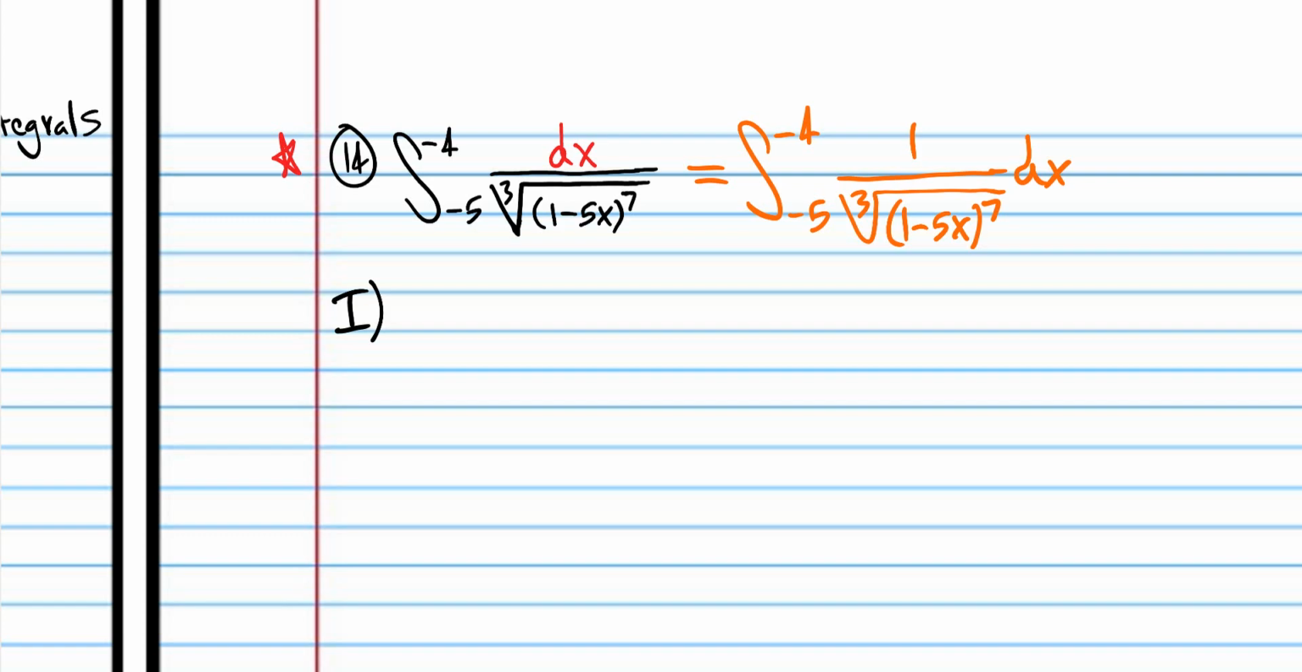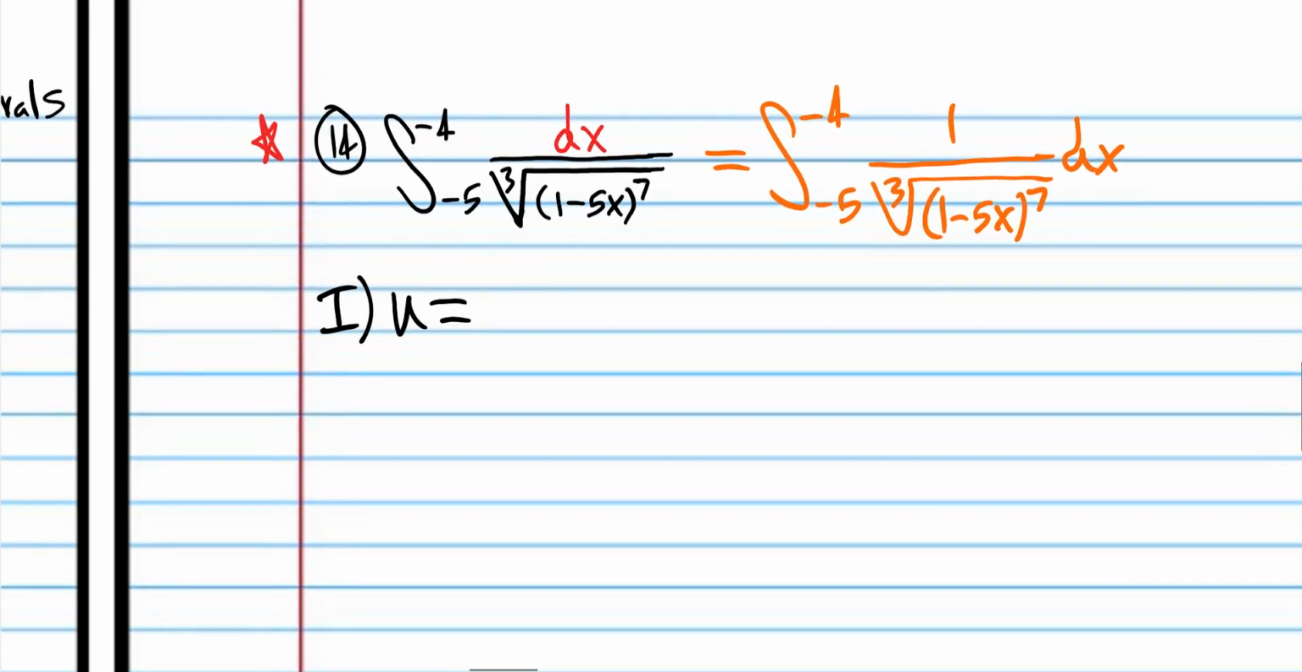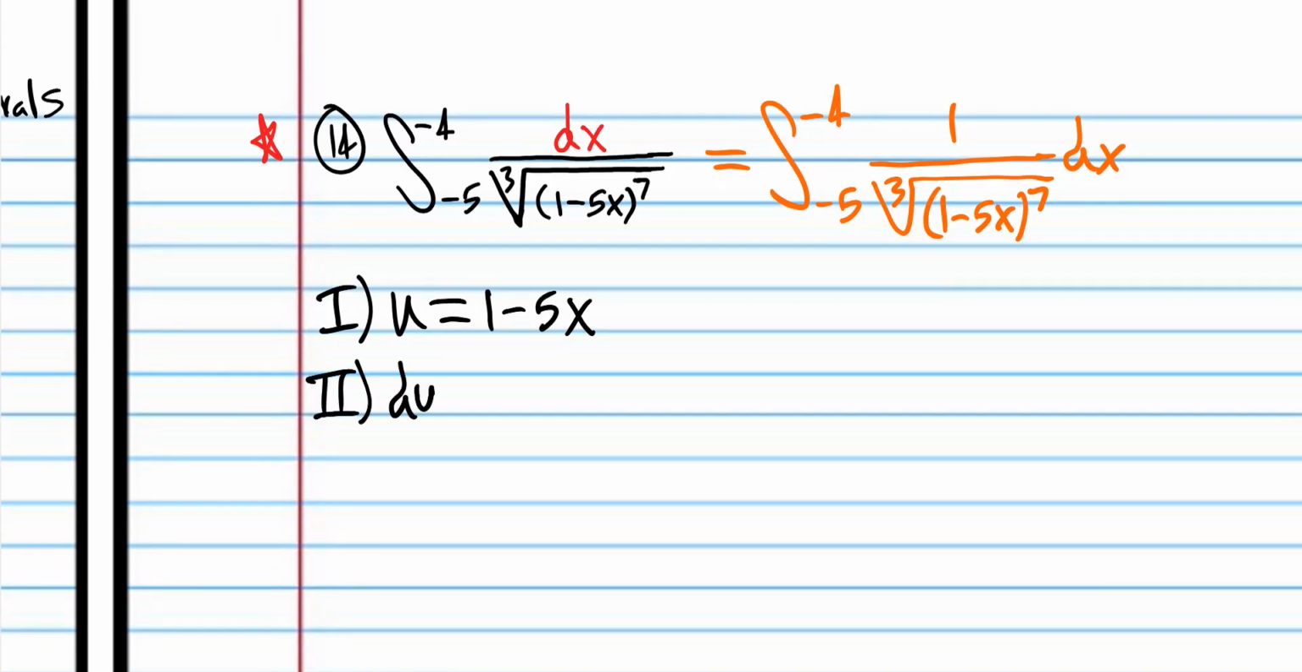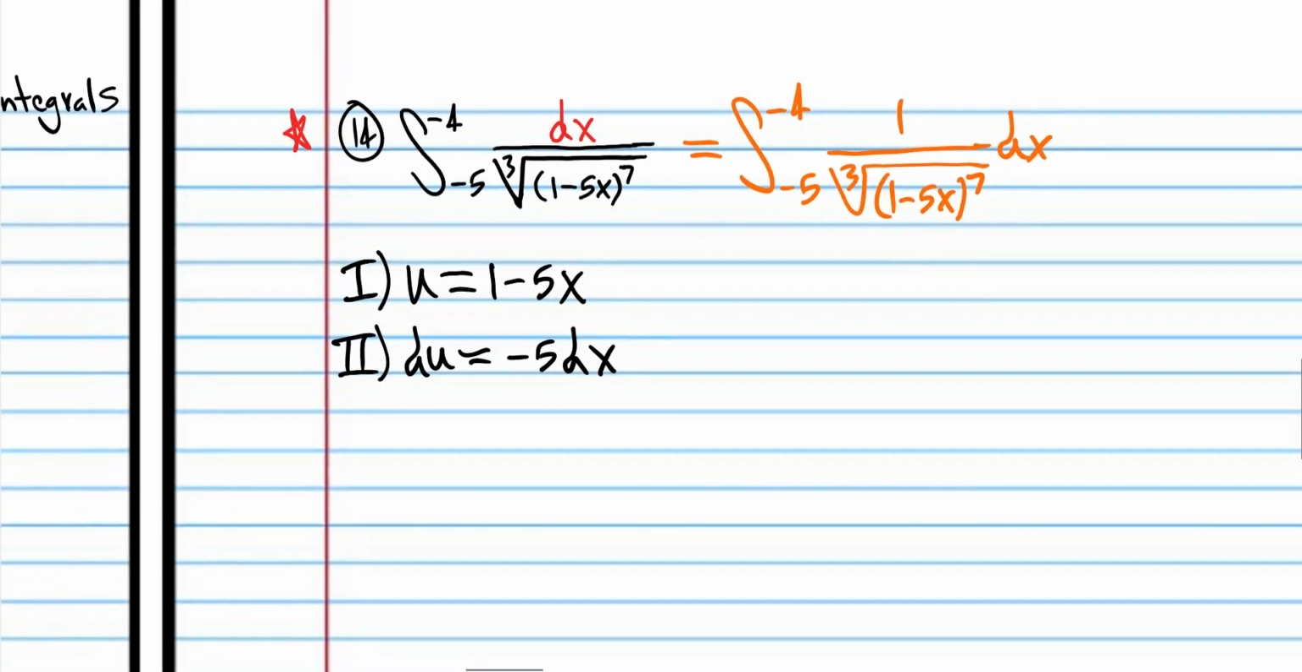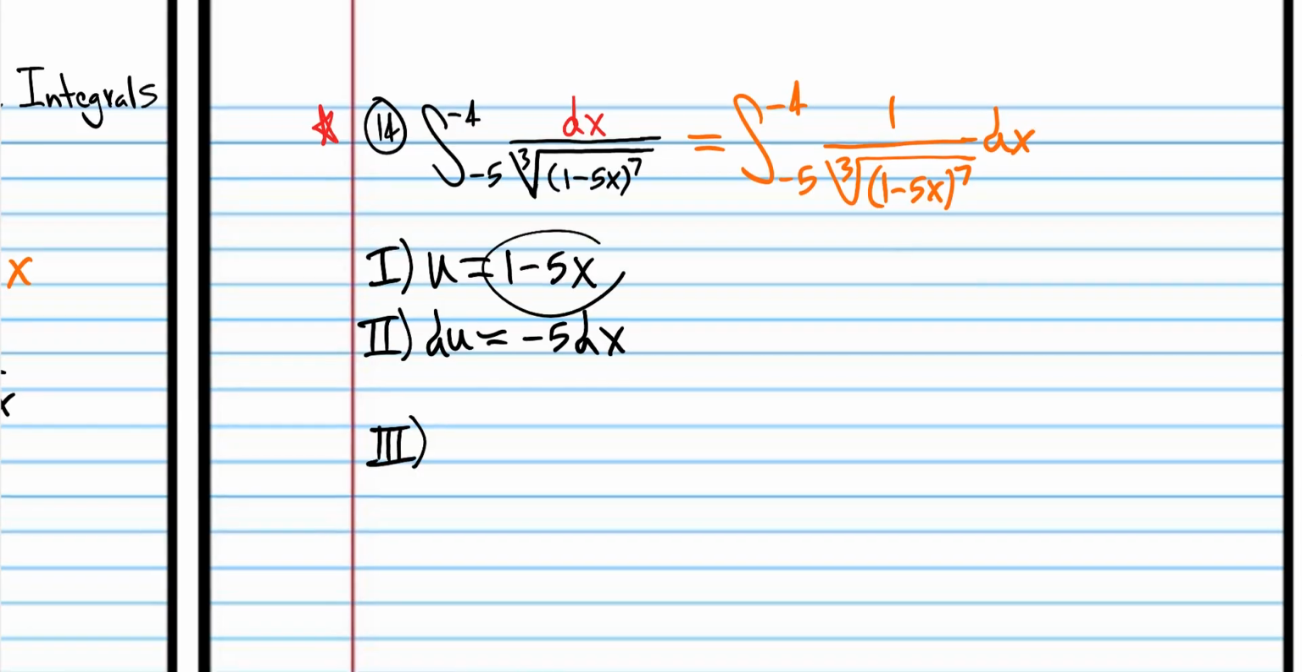So step 1, as usual, is to figure out what u is going to be, and u is almost always the inside function. It's not always the inside function, but most of the time it is. If we find the derivative, we get negative 5 dx. Derivative of 1 minus 5x is negative 5. And then if we solve for the ornament dx, we get negative du over 5.